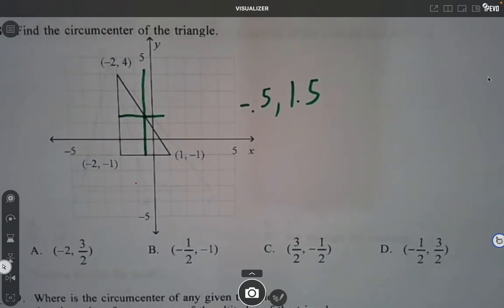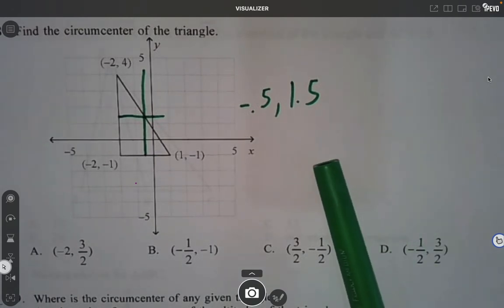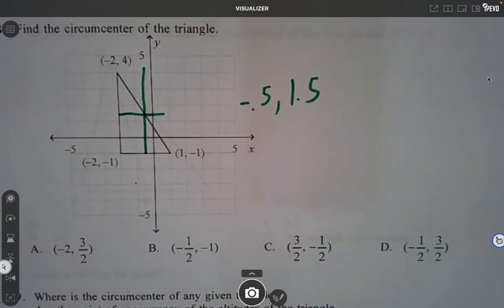Which answer matches that? D. D. What is 3 divided by 2? Oh my god. 1.5. Oh my goodness. You could just type 1.5, math, enter on your calculator, and it would give you 3 halves. I lost my calculator. Okay? If you have a graphing calculator.